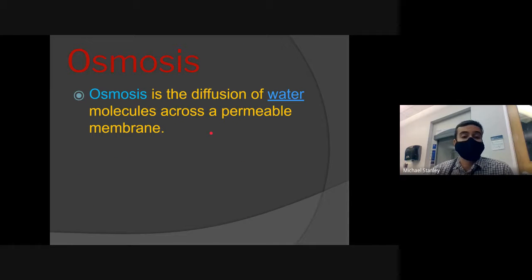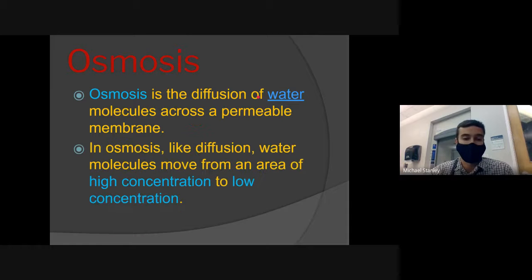So osmosis is a particular kind of movement where it's specifically water. So osmosis is when we're talking about water passing across a membrane, not a solute like salt or sugar or something like that. We're still going from high to low concentration though, always going from more concentrated to less concentrated areas.